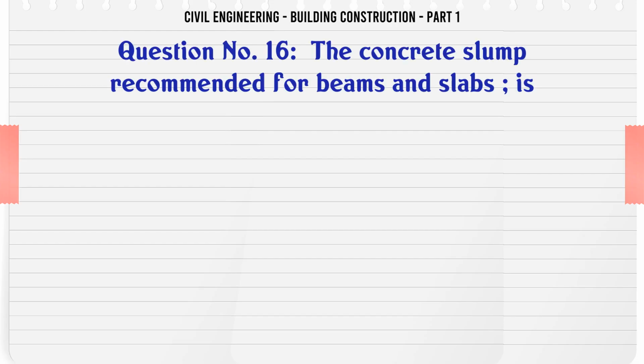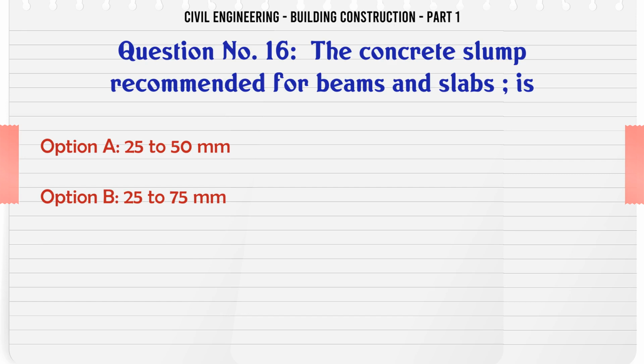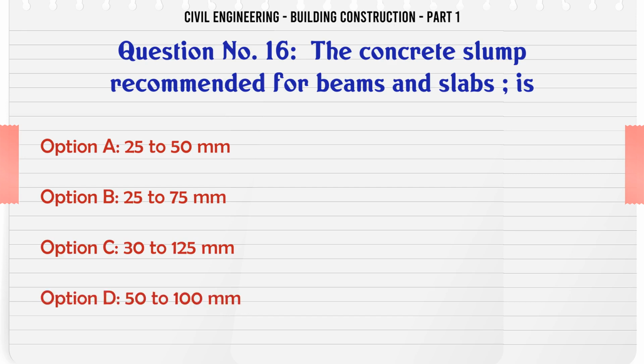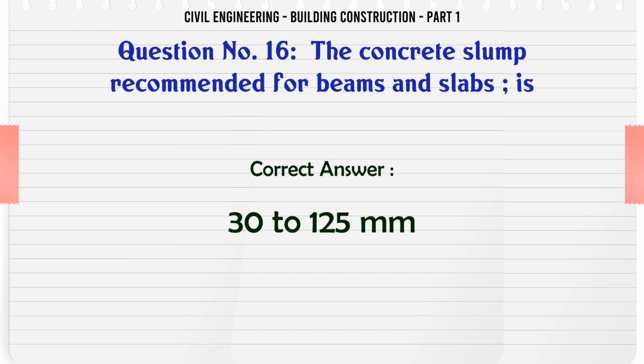The concrete slump recommended for beams and slabs is A. 25 to 50 mm, B. 25 to 75 mm, C. 30 to 125 mm, D. 50 to 100 mm. The correct answer is 30 to 125 mm.